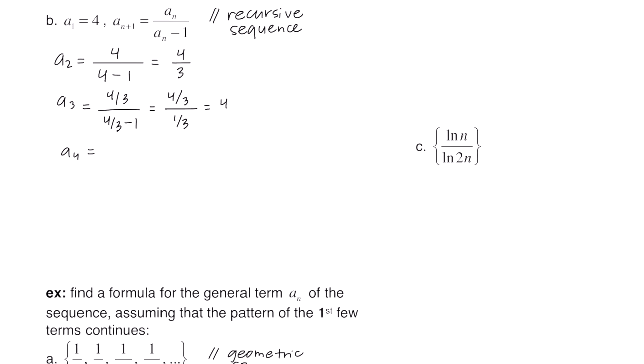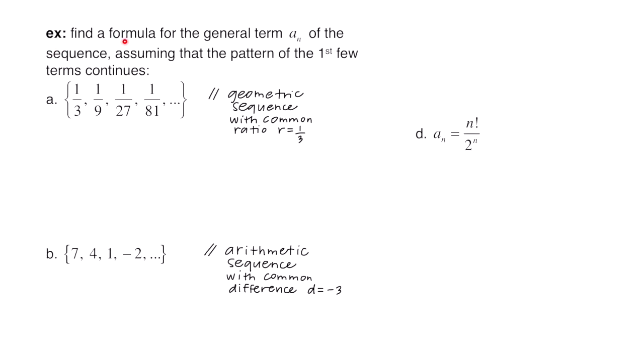To find a sub 4, we use the term before it, so this just becomes 4/3. And you'll notice we already had 4/3 back up here for a sub 2. So when we took this, plugged it in, we just got 4. So that means that a sub 5 will just be 4. All right, so let's go ahead and write this all out. So here's the first 5 terms of this recursive sequence.